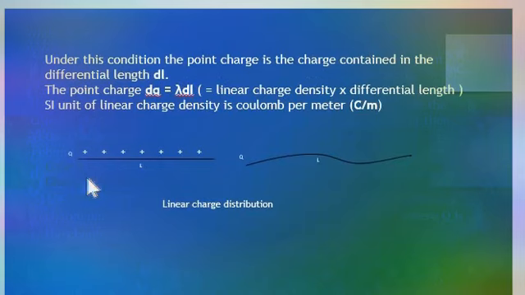Now, if you want to calculate the force applied by this linear charge on a point charge, then we should use Coulomb's law. But Coulomb's law is true only for point charges. That means we should choose some section and consider it as a point charge. That section is given as dl, and the charge contained in dl is dq, and dq is equal to lambda into dl.